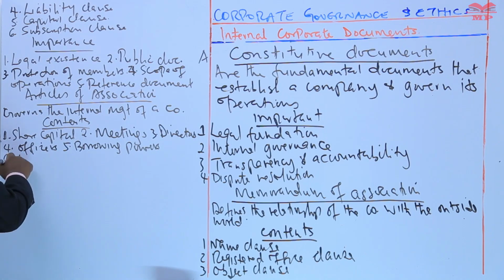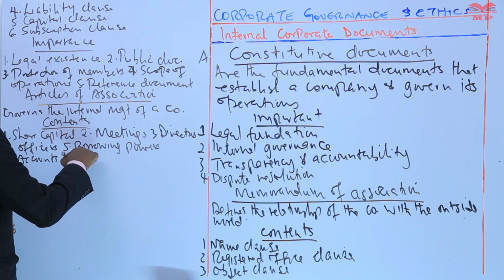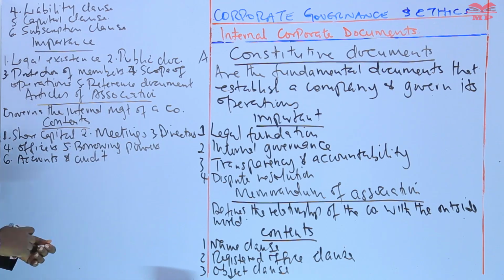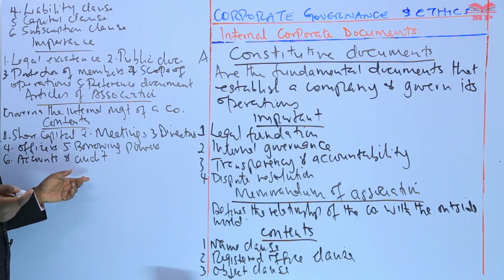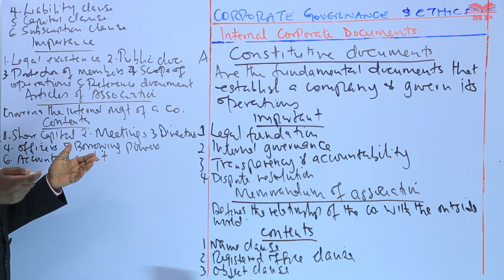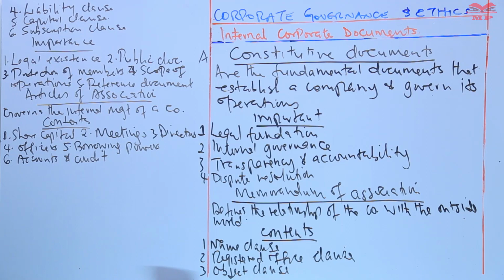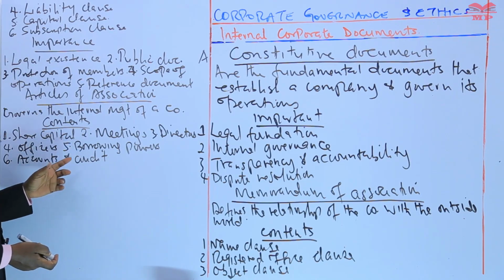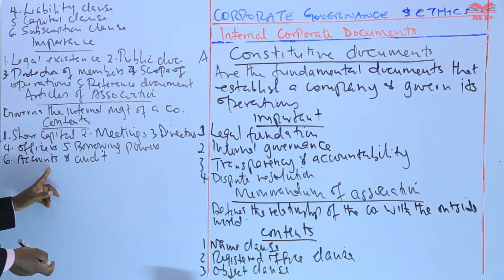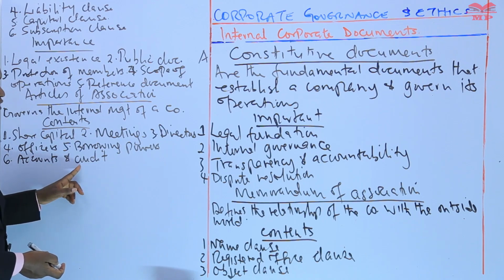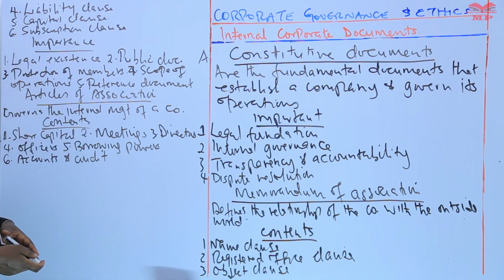Six, accounts and audit. Here we have provisions for maintaining accounts, preparation of financial statements, appointment of auditors, conducting audits, and so on. All issues relating to accounts and audit are also contained in the Articles of Association.